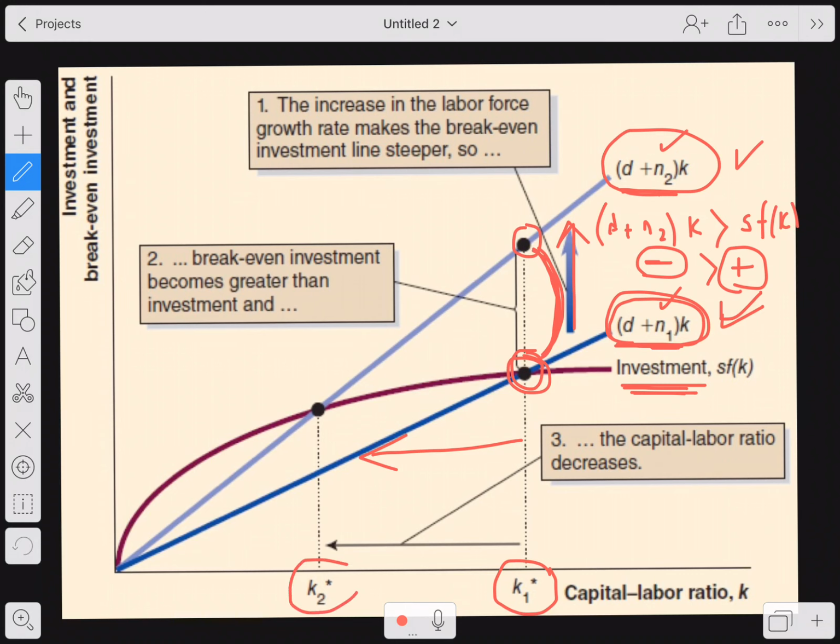And we will reach a new steady state in which we have an intersection between the investment curve and the new break-even investment, which is (D plus N2) times K. Okay?